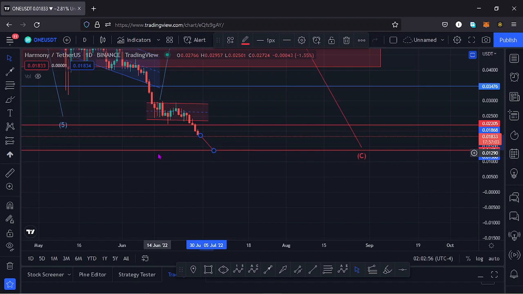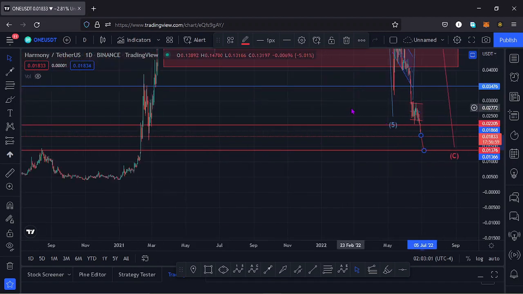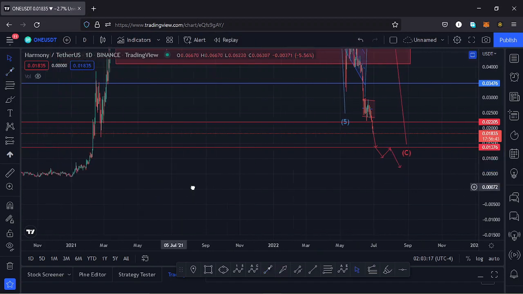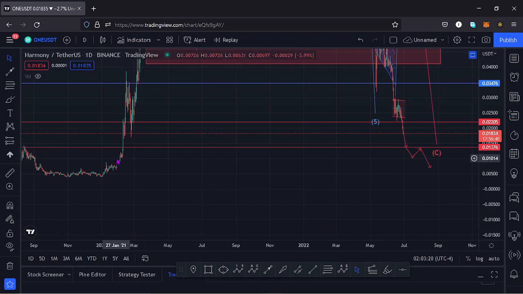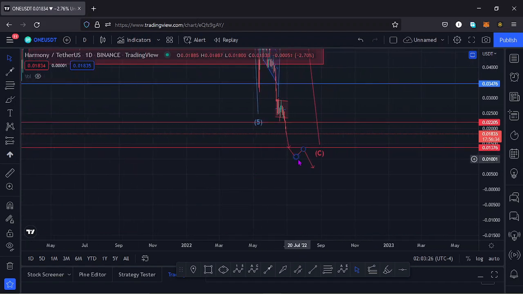$0.0136 mark. And once we go to that key area of support, it's also possible that we might lose that key area of support also. And once we lose it, maybe we can even have a retest of that area, and that would mean even lower prices. And the next area that I'll be expecting us to find support is at around the $0.009 mark, and that won't be good for Harmony One, so I hope that scenario doesn't play out.